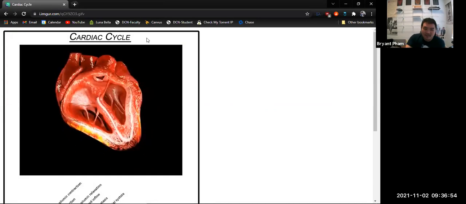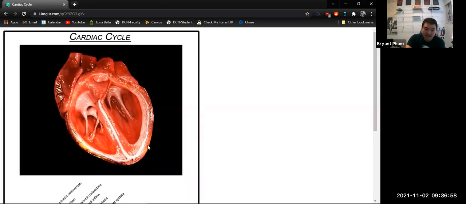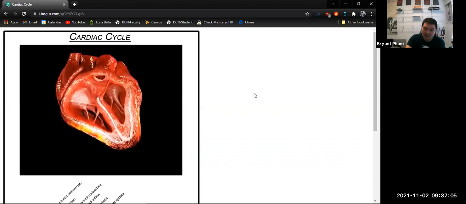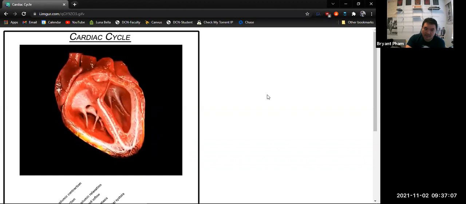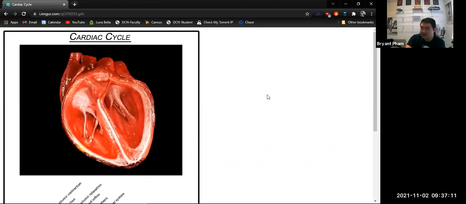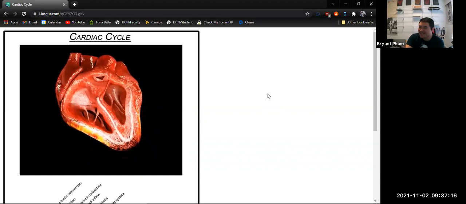Okay, so this is that animation I was talking about. I don't know how they did it, but they made a nice stop motion picture. You can see your AV valves working together and opposed to your semilunar valves.